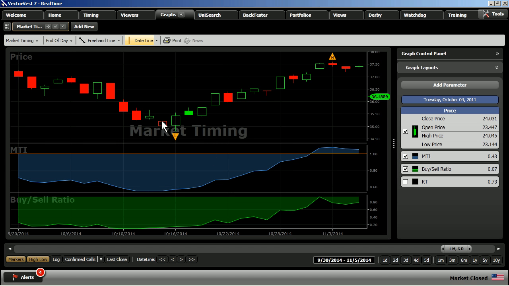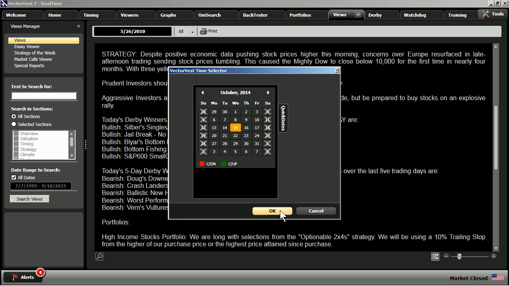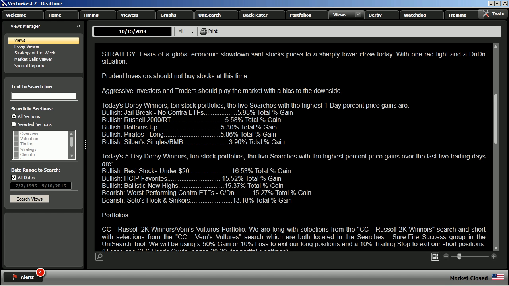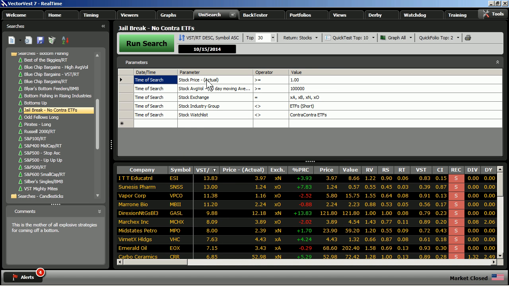On 10/15, we take a look at the views. And on October 15th of 2014, under similar conditions, once again, our familiar friends come back to the top. Jailbreak, Russell 2000 sorted by RT ascending, Bottoms Up, Pirates Long, Silver Singles, all of these coming up once again. Let's just take a quick look at what Jailbreak would have done for us once again on that day. So we'll run our search on October the 15th of 2014, and there's Jailbreak.